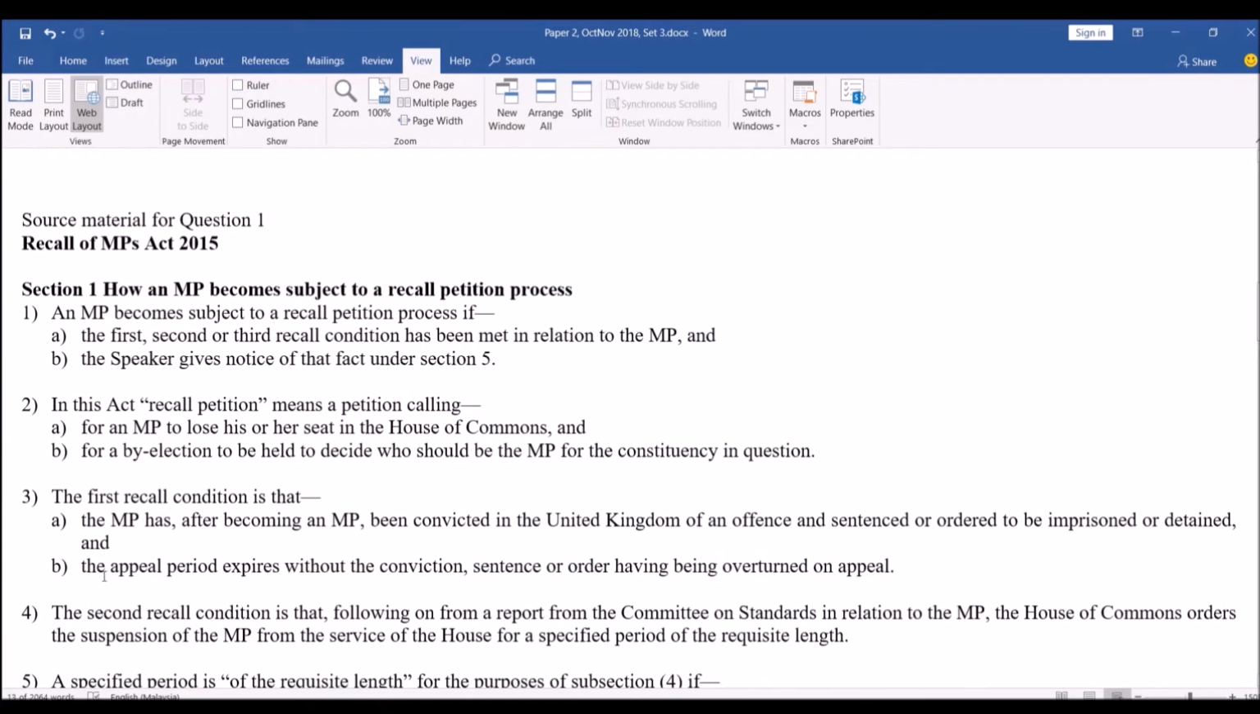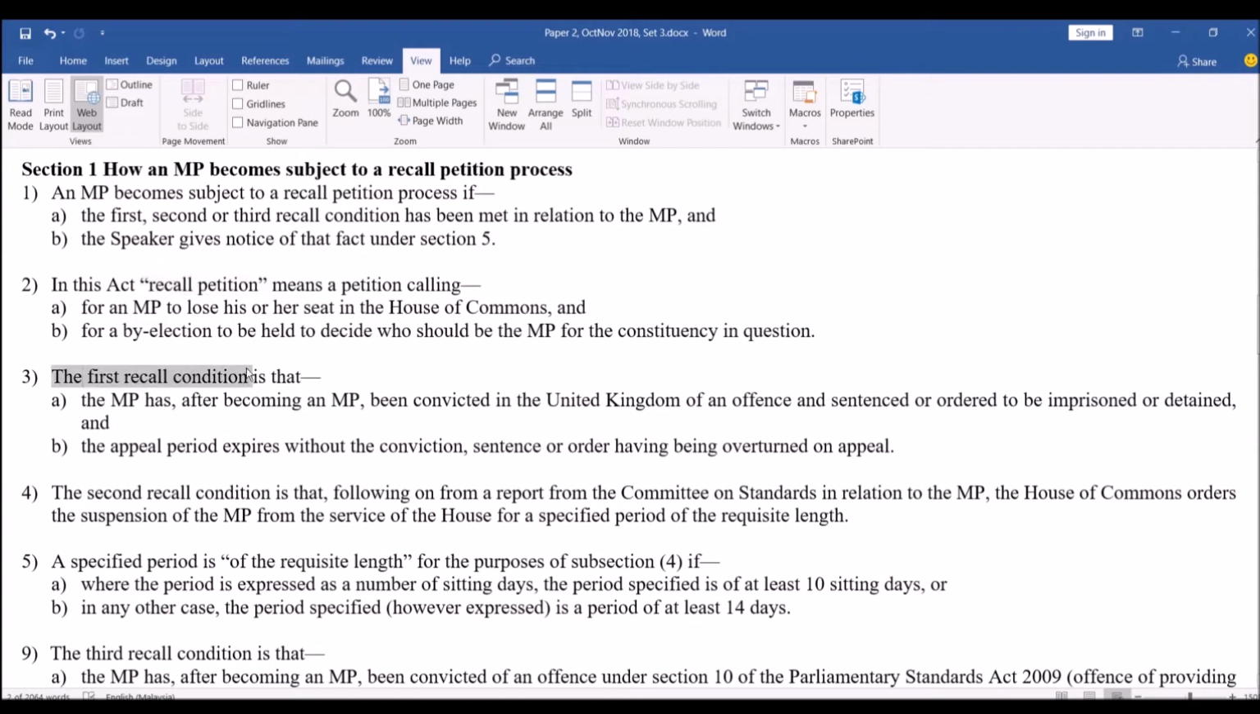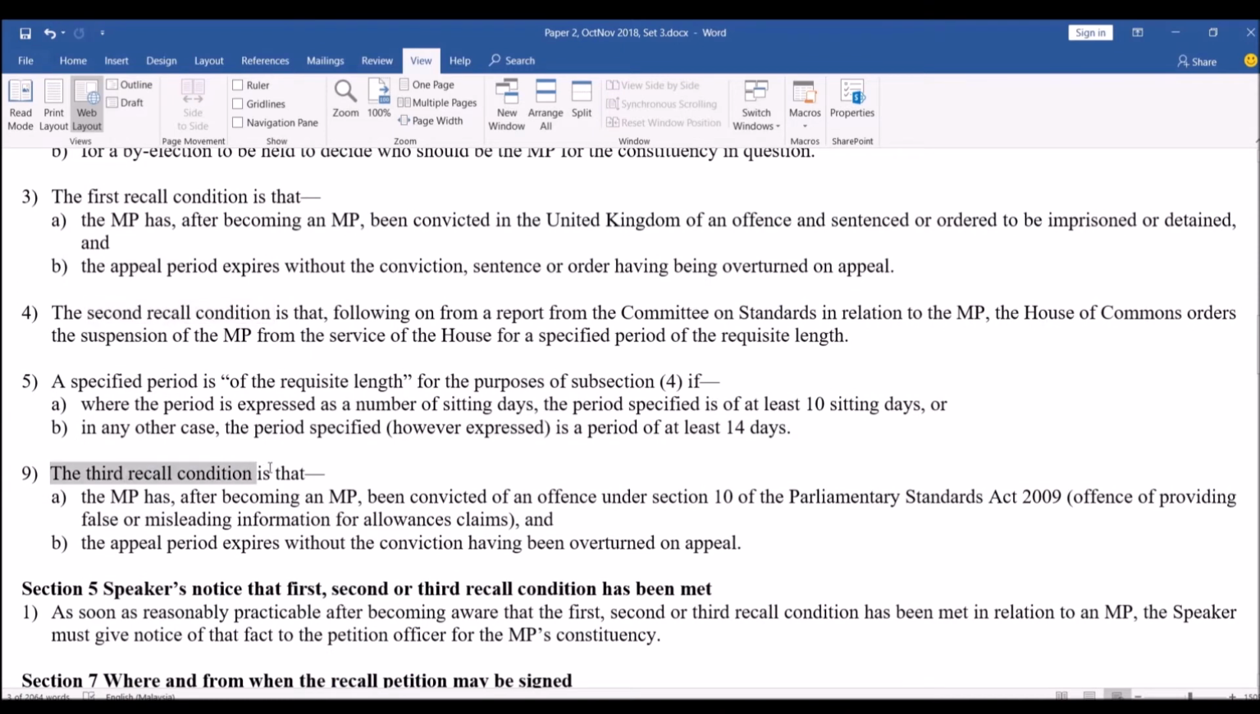Alright, so firstly, this whole thing is under section 1 of the Recall of MPs Act 2015, and generally it is about the definition of a recall petition and the requirements, and also what will become of the recall petition, and also the conditions, which are the first condition, second condition, and the third condition.